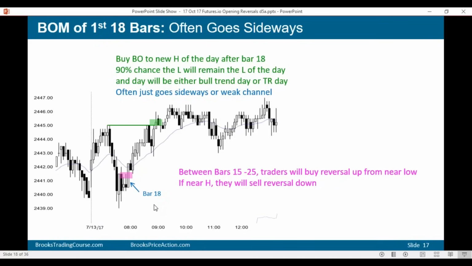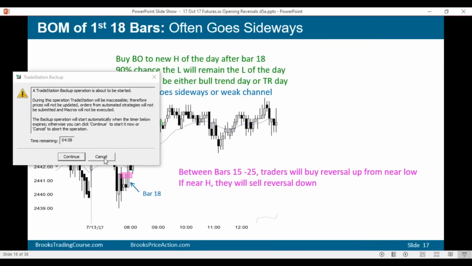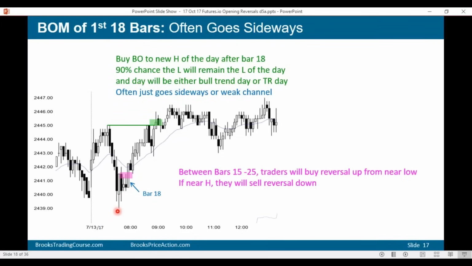Once the market gets to around bar 18, bar 15, bar 20, bar 25, somewhere around there, if it's near the low of the day, traders will buy for a reversal up, hoping to get a breakout above the 18 bar range. If instead the market is near the high of the day, around bar 18, they'll sell for a reversal down, hoping to get a breakout below the low of the day and a measured move down.